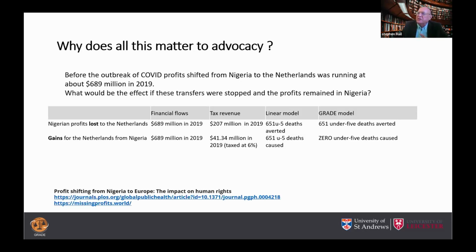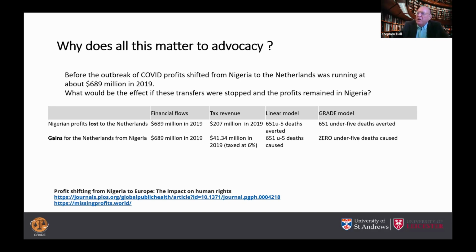Why does all this matter for advocacy? Well, this little table here is trying to make that clear. Before the outbreak of COVID, profits were being shifted from Nigeria to the Netherlands and running at around 689 million per year in 2019. Those profits were being shifted essentially because the international financial system allows companies to move their profits to wherever is most effective for them. And the Netherlands charges a relatively low rate of corporation tax on profits shifted into the Netherlands.